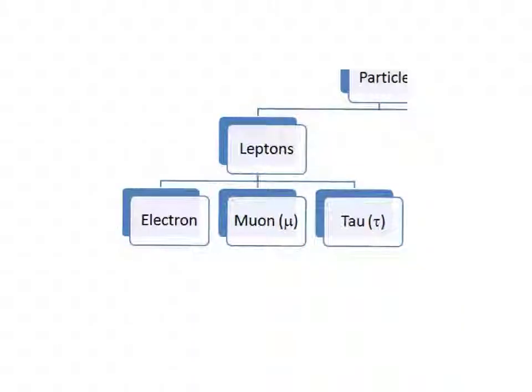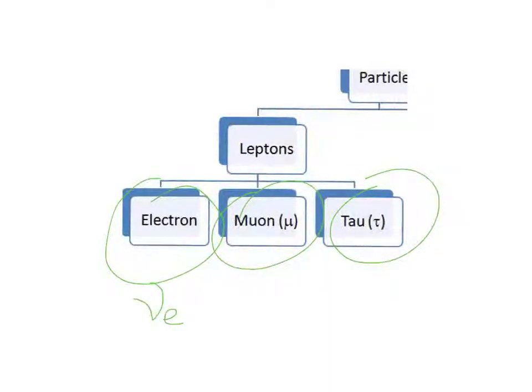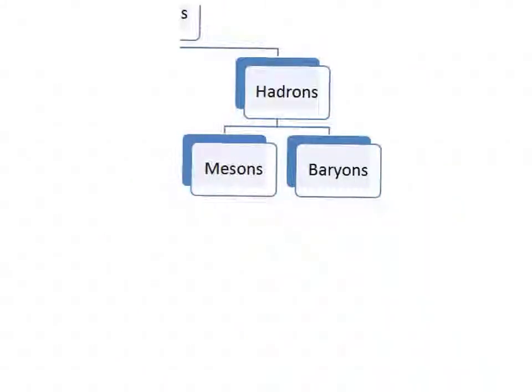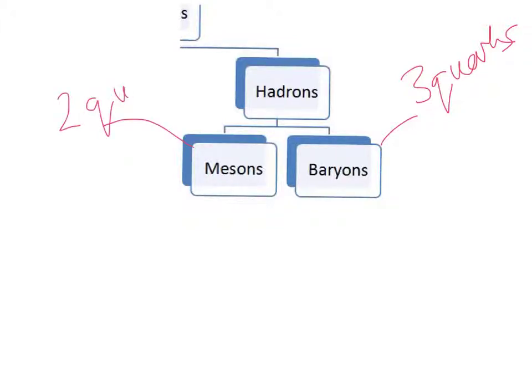So leptons consist of electrons, muons, and tau. There are also neutrinos to go with each of these, and their corresponding antineutrinos. And this all constitutes the lepton family. So as I said before, hadrons interact through the strong interaction, and these can be split again into baryons and mesons. Baryons are made from 3 quarks, and we'll look at quarks a little bit later, and mesons are made of 2 quarks.